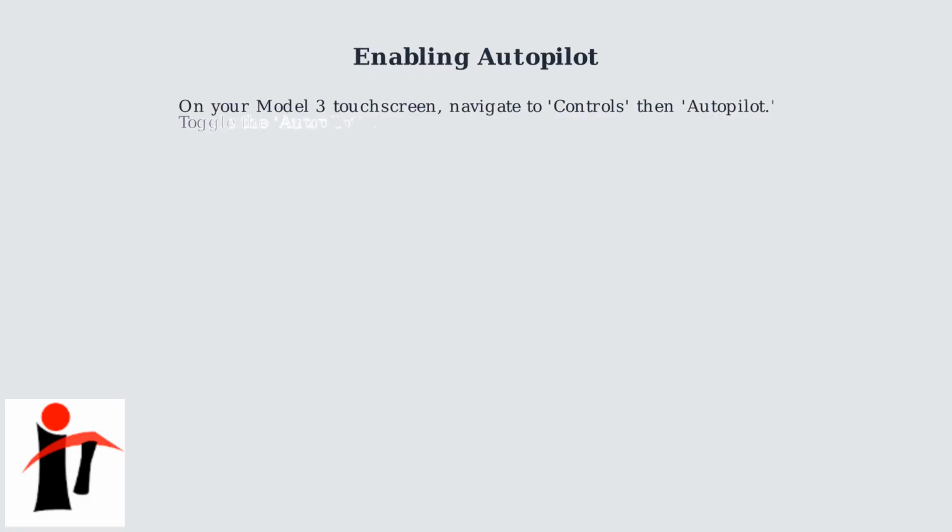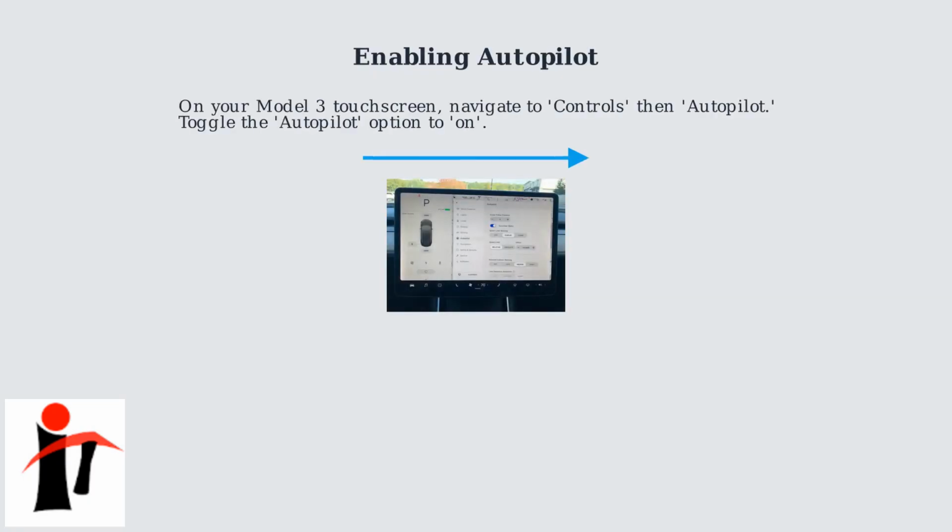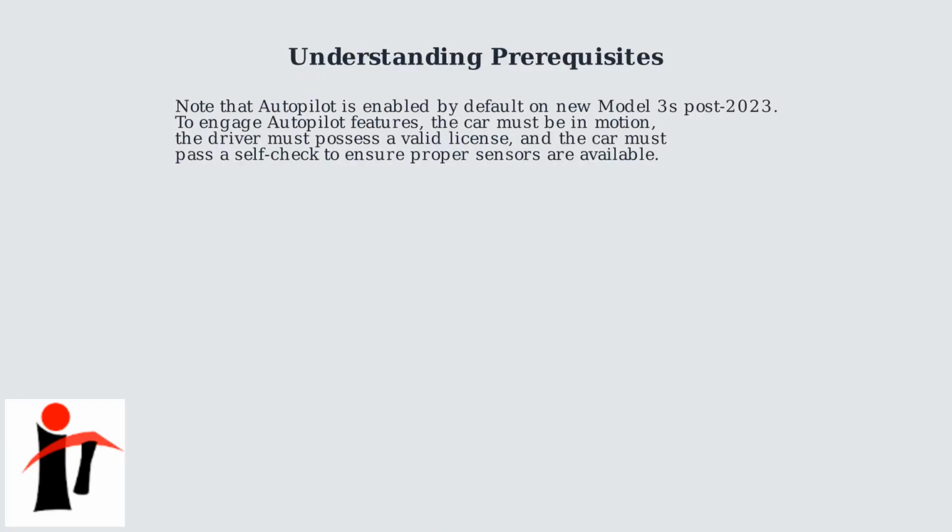First, let's enable Autopilot. On your Model 3 touchscreen, navigate to Controls, then Autopilot. Toggle the Autopilot option to On. Note that Autopilot is enabled by default on new Model 3s post-2023.